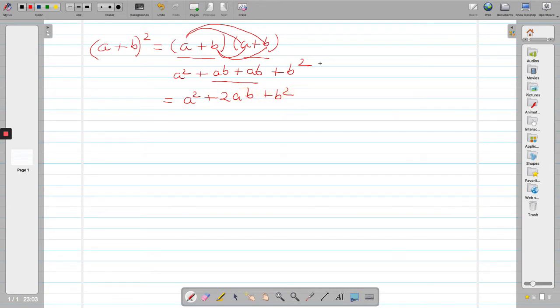Okay, so same way the other one, a minus b whole squared, if we do it, you will get this. You can practice, you can look at it yourself. A squared minus 2ab plus b squared. So these two formulas you must remember, because if you know these two formulas, then you can save more time when you solve quadratic simultaneous equations. So how, I'll show you.